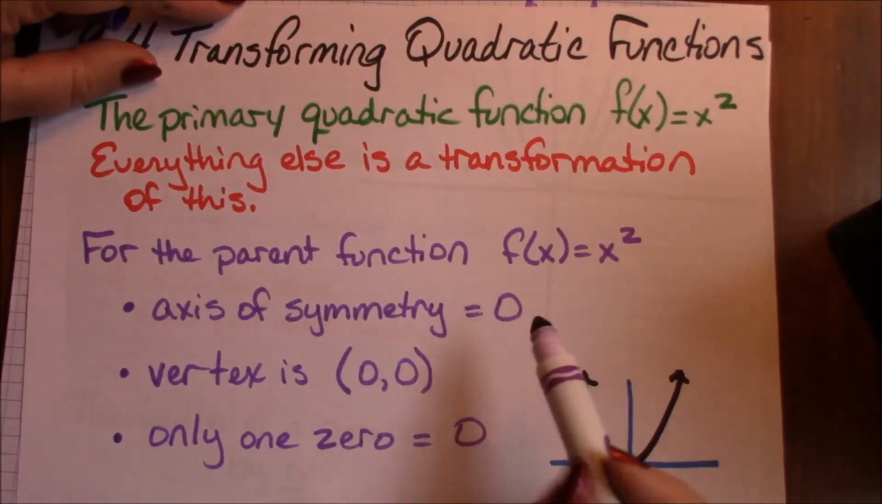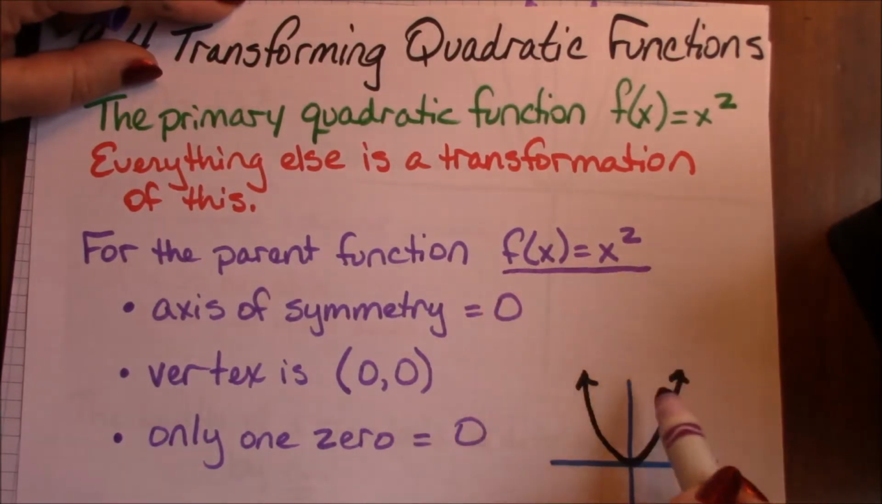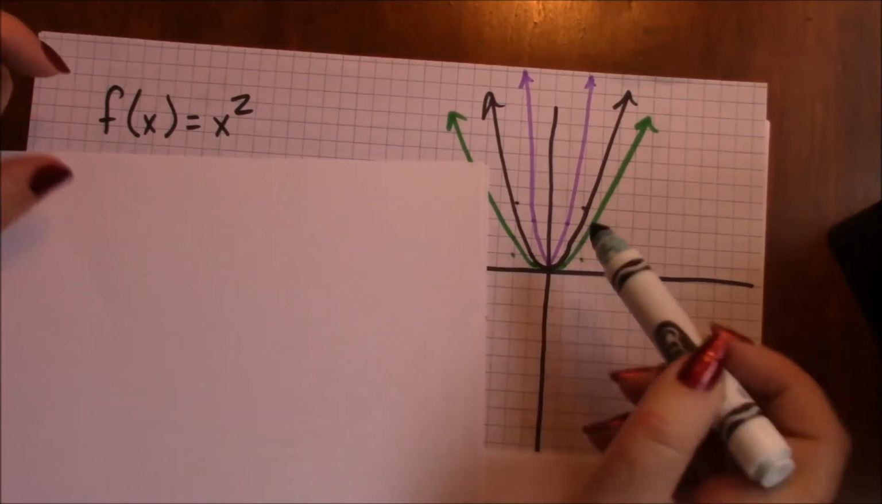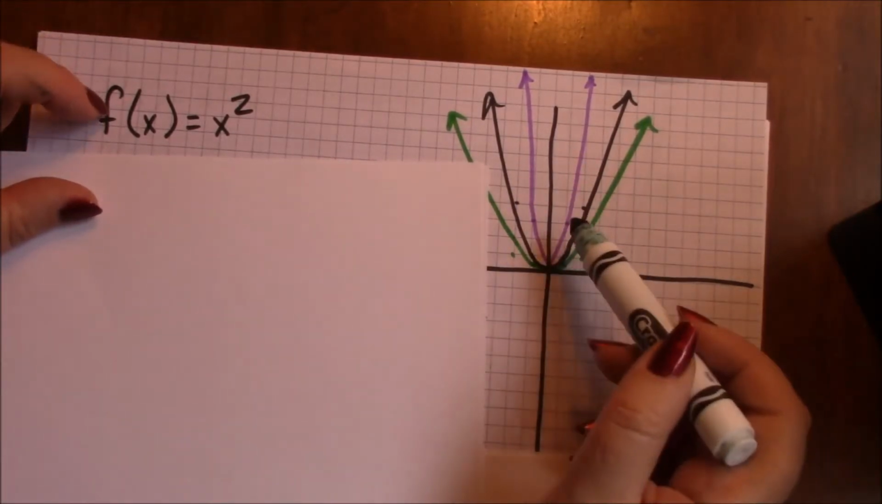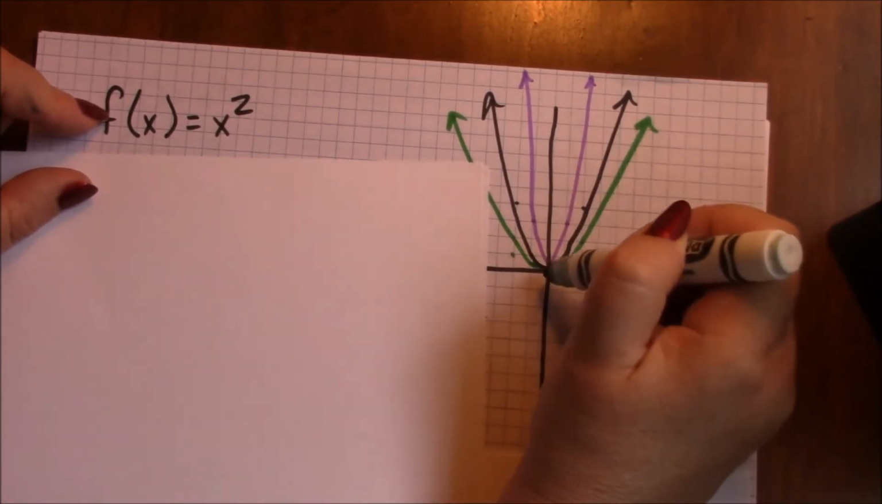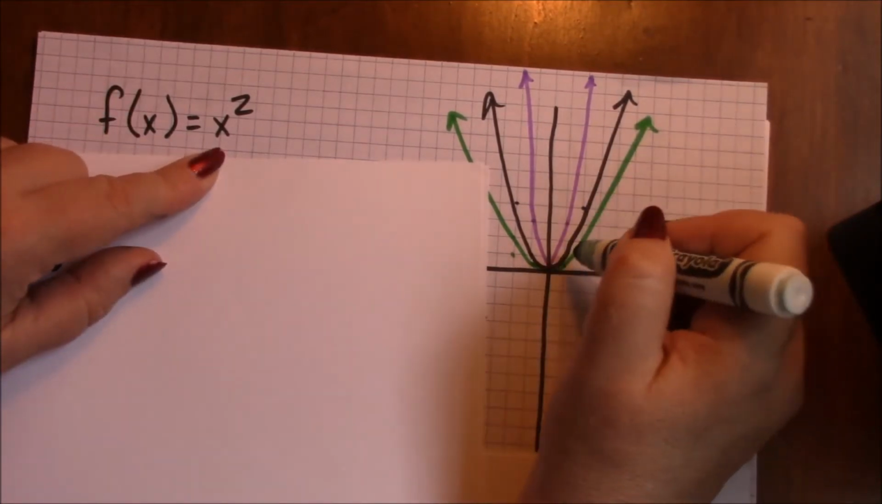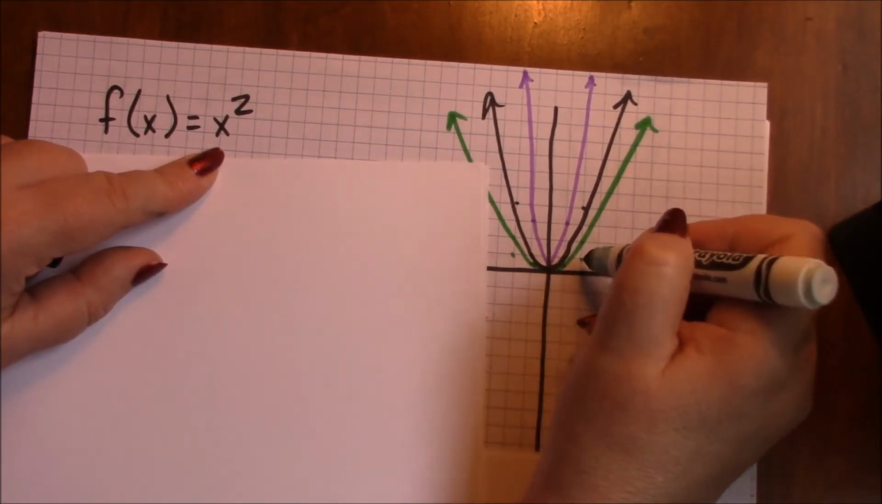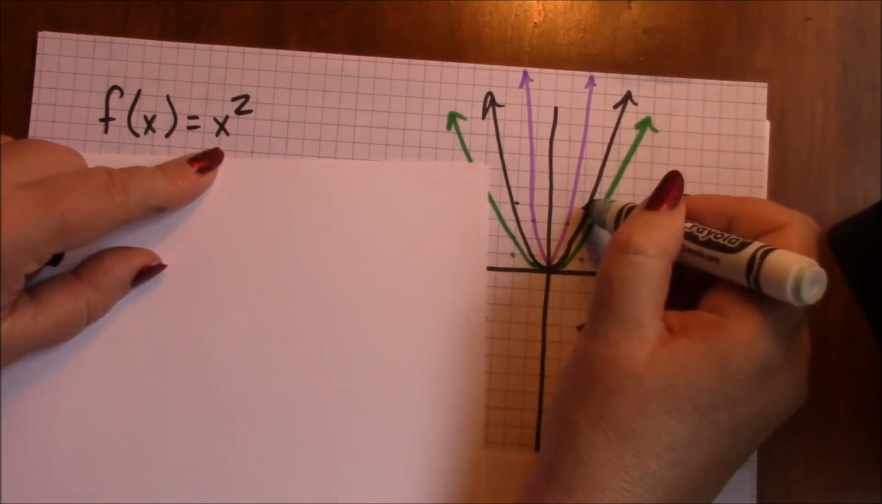Everything else that we do to this equation changes the way this looks, and we're going to find some of the basic ways that it changes so we understand how it's built so we can manipulate it easier. So here in the black we have a coordinate plane and we have f of x equals x squared, and that's the black one, where when x is 1, y is 1, and when x is 2, y is 4.